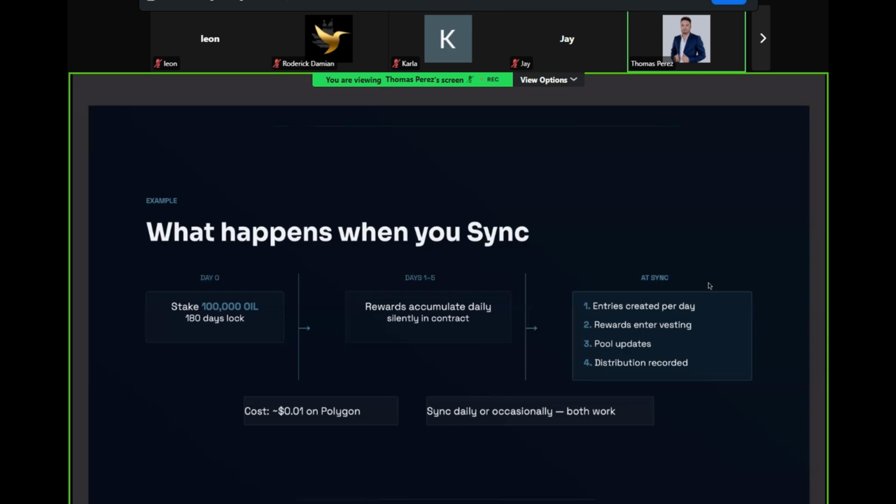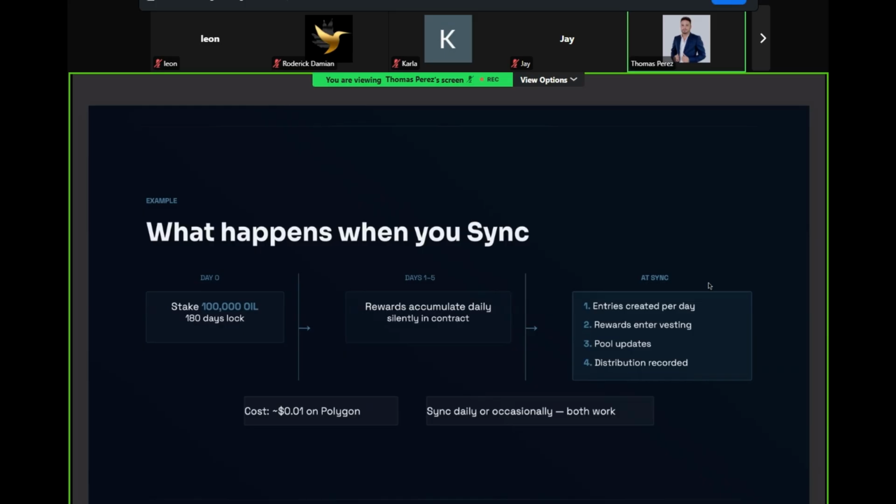Perfect. So as I was saying, imagine you stake those 100,000 oil token and you let your rewards accumulate for several days. During that time, the system tracks everything internally. Then when you click that sync button, that flush button, or that move my reward to vesting button, the contract processes everything at once. It creates entries, starts vesting, and updates the pool. So sync is simply the moment where everything becomes real.